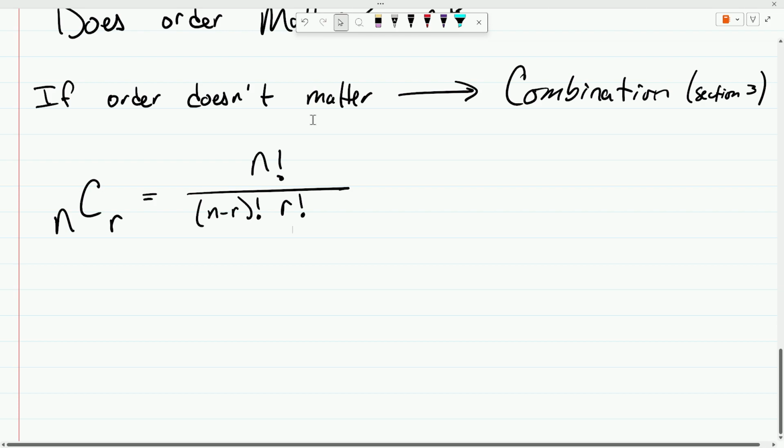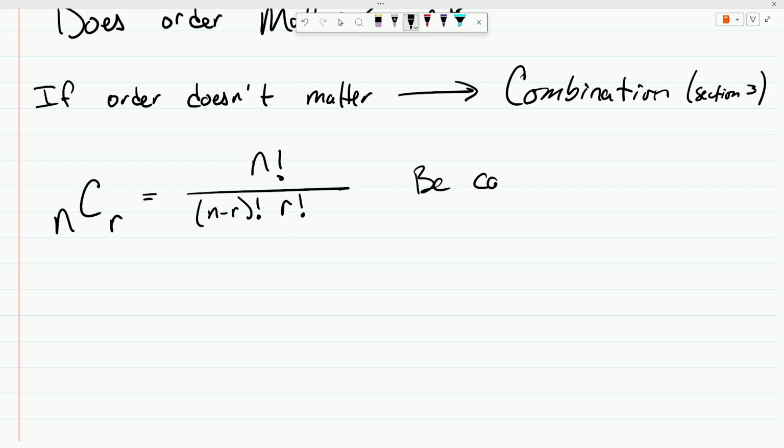Be very careful, because this entire thing is in your denominator. Too many times do I have students that use their calculator and they end up typing it in incorrectly. So be careful. The entire denominator is n minus r factorial times r factorial. So here's an example here. And it's going to be very similar to the one we just did. Just notice how the wording changes.